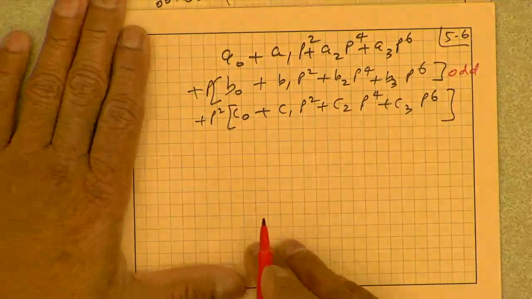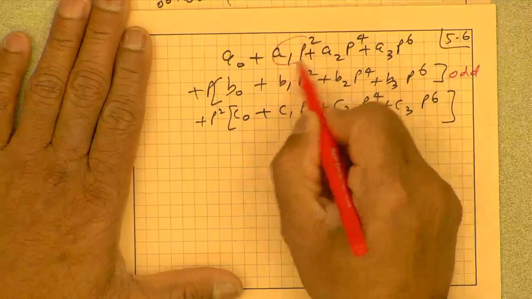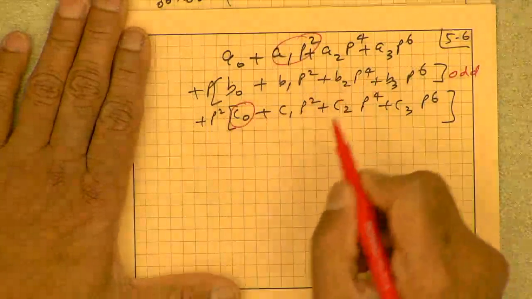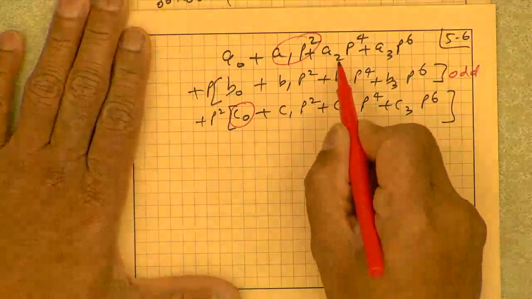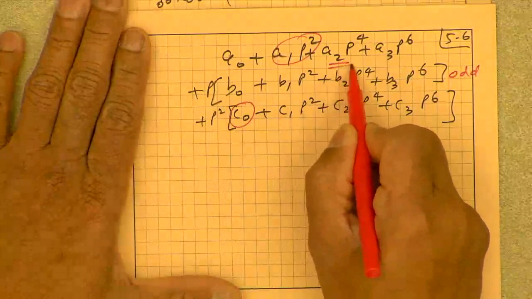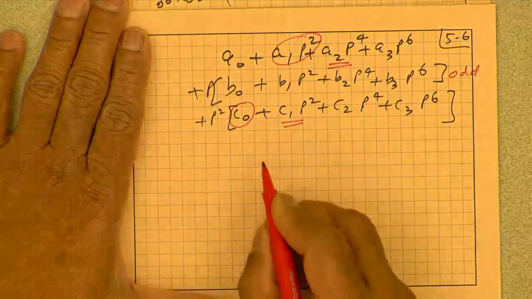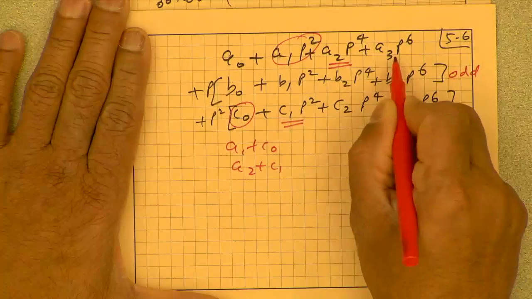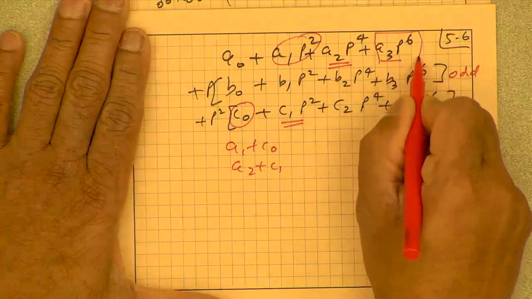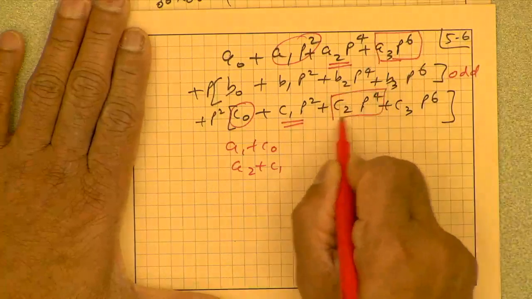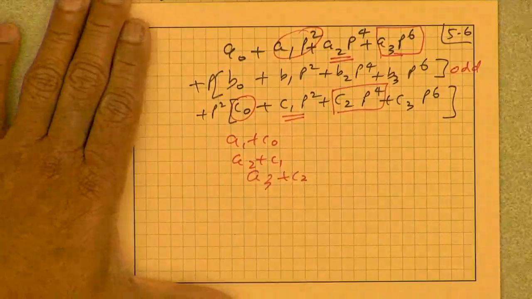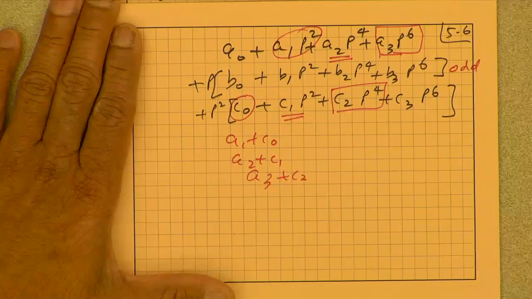So how many terms to be added? a1 p squared, c0 p squared. So you permute them and line them up correctly, and then a2 p to power 4, c1 p to power 4. So we need to compute a1 plus c0, a2 plus c1, and a3 plus c2, times p to the 6th. Those are the 3 things. Is that making clear sense?